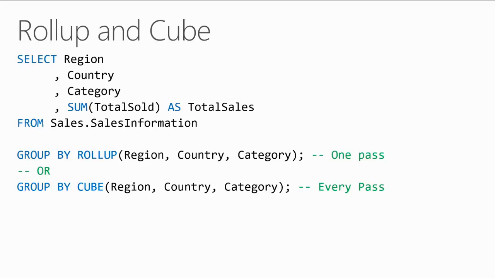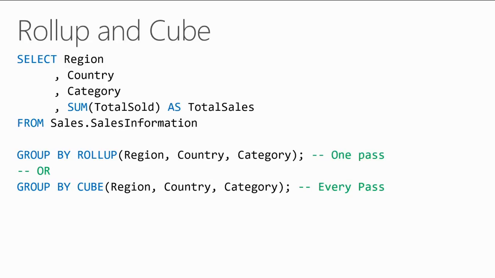Cube, however, is going to do every possible combination. So cube is going to give me the total for every region, the total for every country, the total for every category, the total for every combination of category country, the total for every combination of region country, a region category, and a region country category. And I think I listed them all, and if I forgot one, forgive me. But it's going to be every single one.